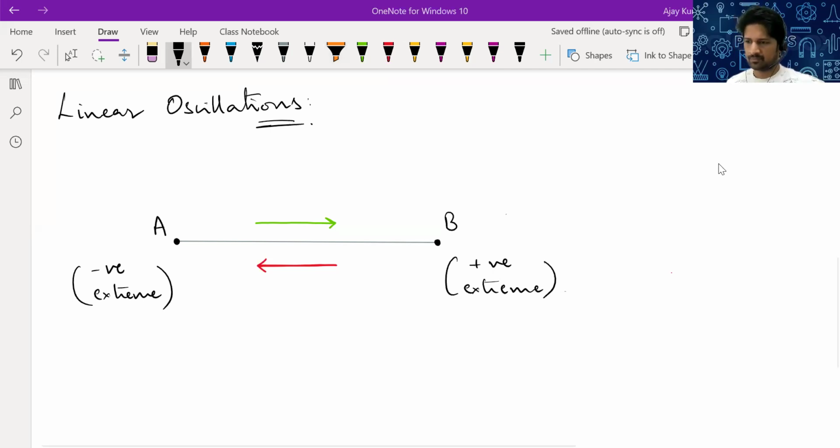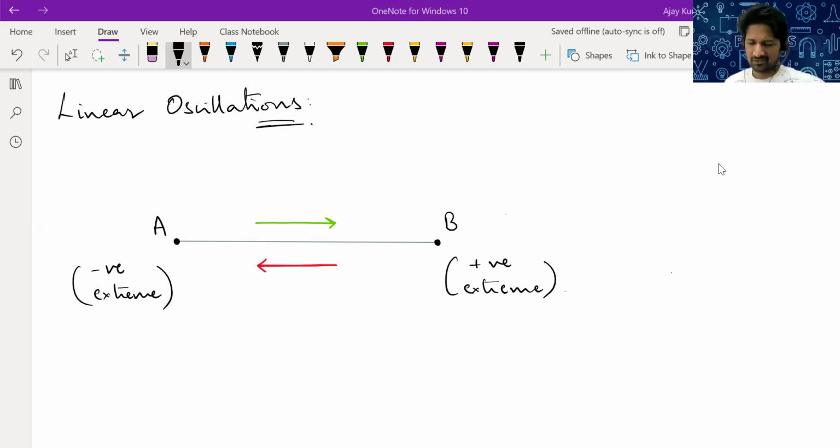It stops and changes direction. Correct. As when it goes from A to B, it's moving in the rightward direction. At B, it reverses its direction, so it has to stop for a moment. Same at A also. It is moving towards left, and at A, it reverses direction and starts moving to the right. So it has to stop for a moment. If it is stopping for a moment, then what is the velocity at these positions?